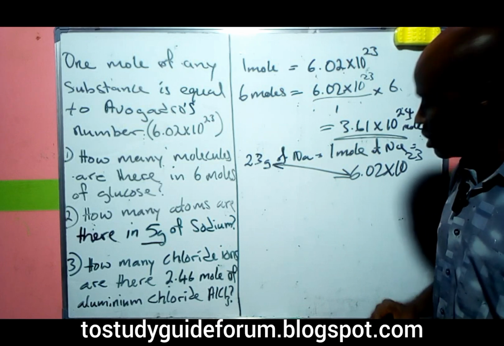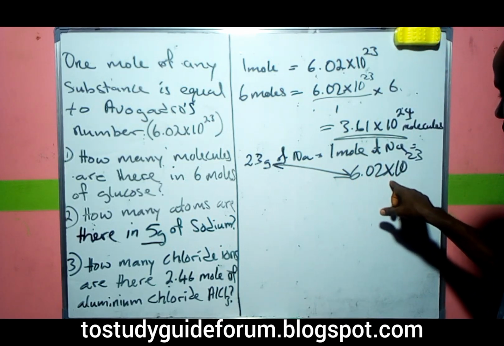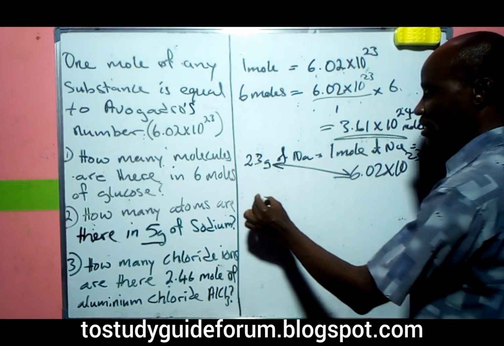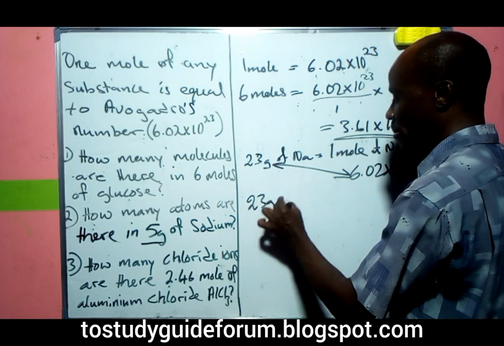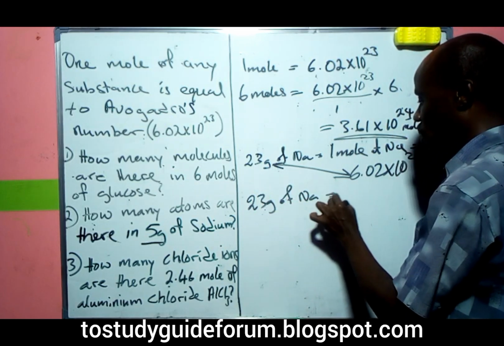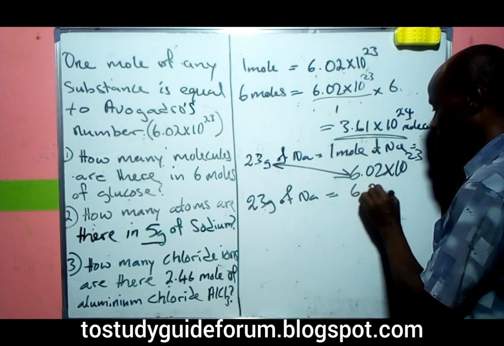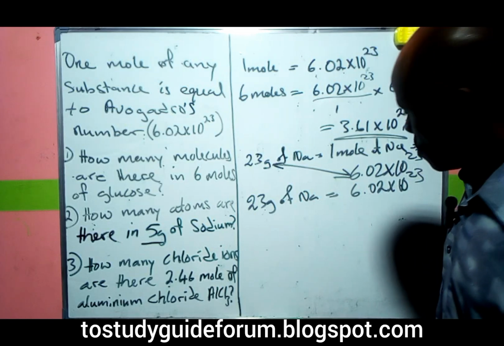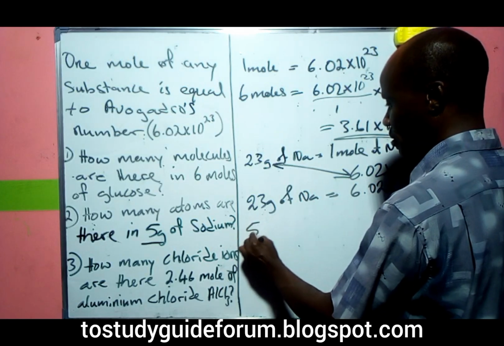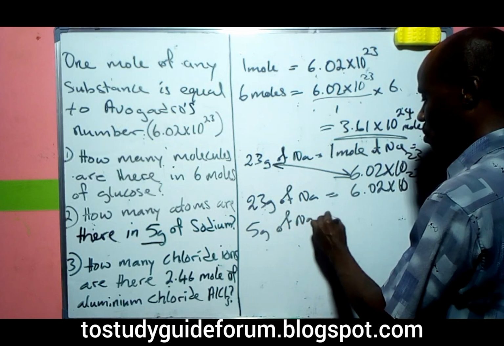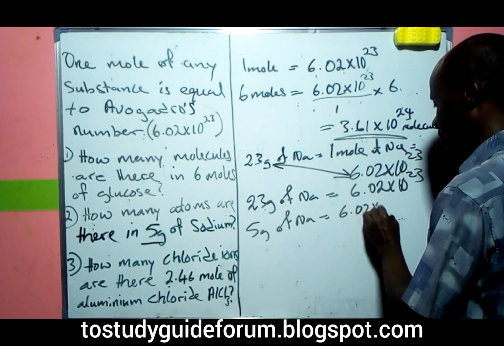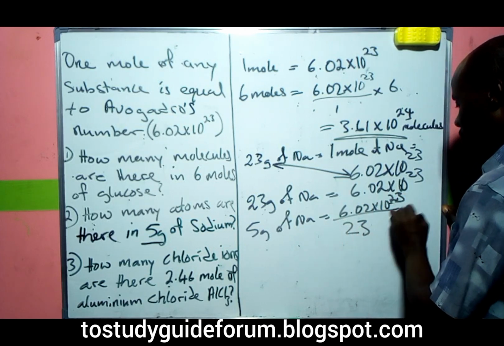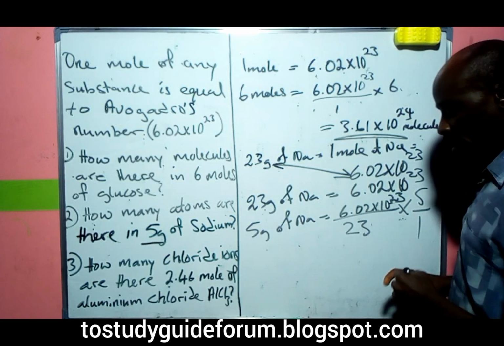23 grams of sodium is equal to 6.02 times 10 raised to the power 23. So that means 5 grams of sodium will then be 6.02 times 10 raised to the power 23 over 23, times 5 over 1.